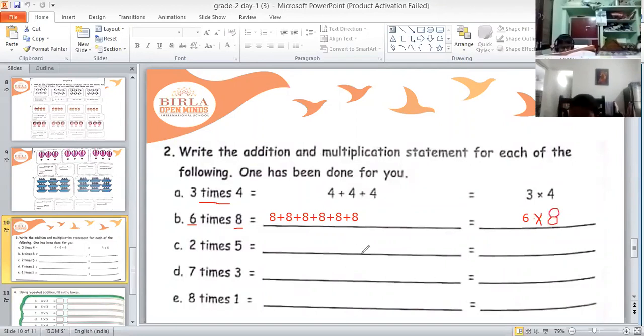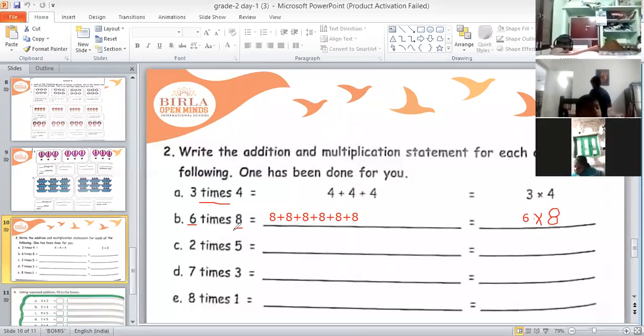What I said, whenever you are writing a multiplication statement, you just need to write multiply in place of this "times". In place of this "times", you will write only the multiply symbol whenever you're writing a multiplication sentence.